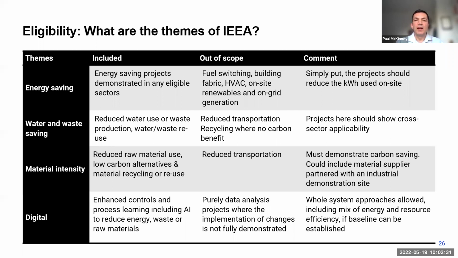In terms of water and waste savings, this could include projects which reduce water use on site or reduce the amount of waste produced, or maybe allow the reuse of waste or water. Where the projects are demonstrated in a water company or waste company, then we're looking for wider industrial replication potential as well. We can also support projects that are resource efficient in terms of their material use. So that could include reduced use of raw materials, recycling or reuse of materials, and potentially the use of lower carbon raw materials where they're lower carbon in the supply chain, as long as that can be demonstrated in your application. And then the final category on here is digital.